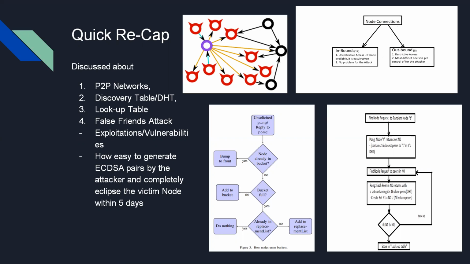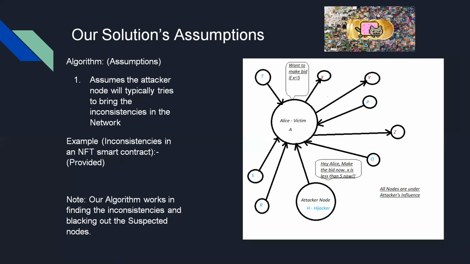Now today, we present how we want to tackle this problem and how we want to design a specific algorithm which can mitigate or increase the difficulty for an attacker. Our new algorithm assumes that the attacker node will typically try to bring inconsistencies in the blockchain network.